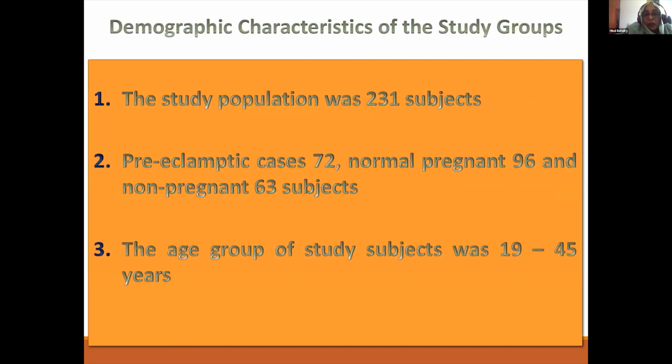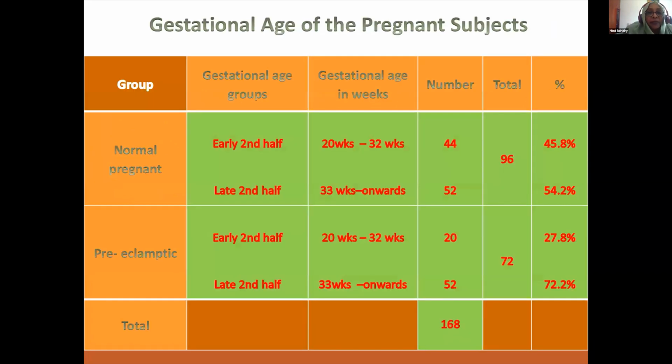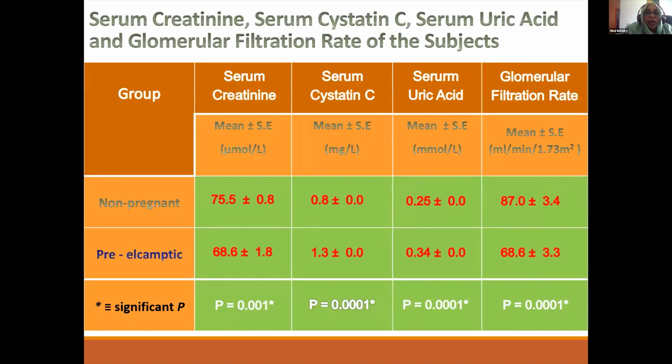The study population was 231: the preeclamptic 72, the normal pregnant 96, and the non-pregnant 63. The age group ranges from 19 to 45. Here is the gestational age of the pregnant subjects. And here it shows the serum creatinine levels, the serum cystatin C, serum uric acid, and the glomerular filtration rate. And as you can see, the GFR, or glomerular filtration rate, is dropping in the preeclamptic cases compared to the non-pregnant.